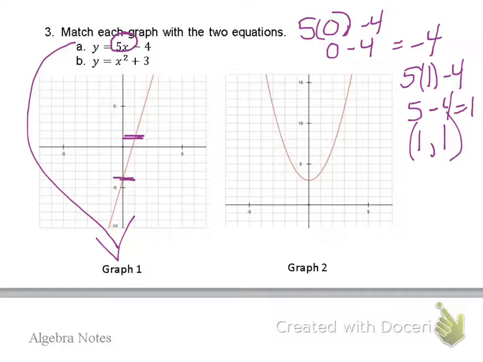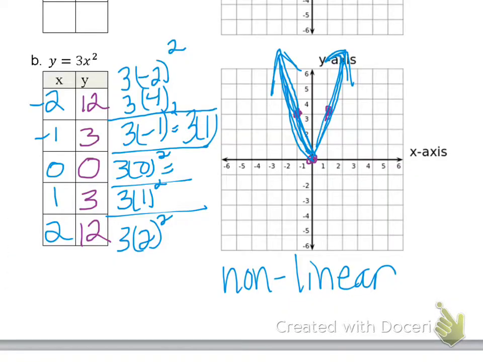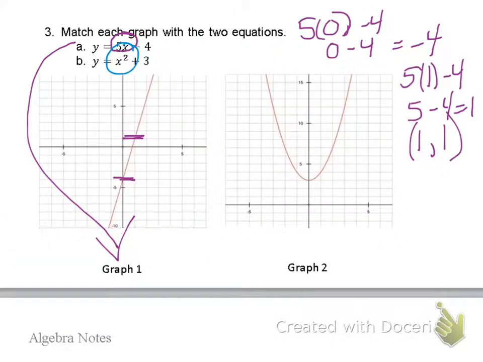If we look at the second graph, you should notice that this has an x squared in it. And if we go back to our original graphs on the first page, you can see this one also has an x squared in it, and it forms what's called a parabola. So if we go back to number 3, this also forms a parabola. So we'll match graph B, equation B with graph 2.